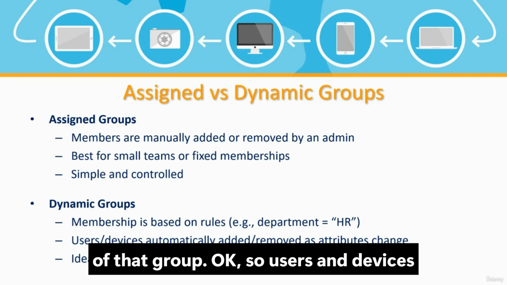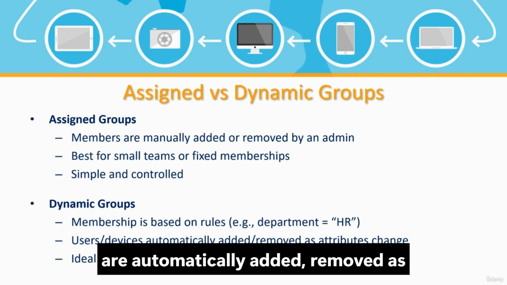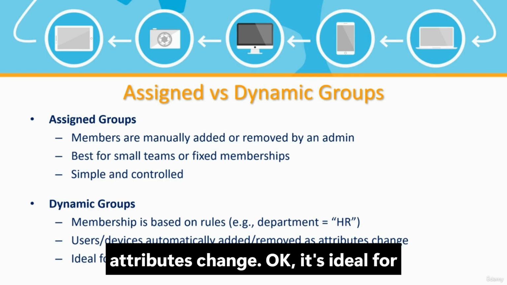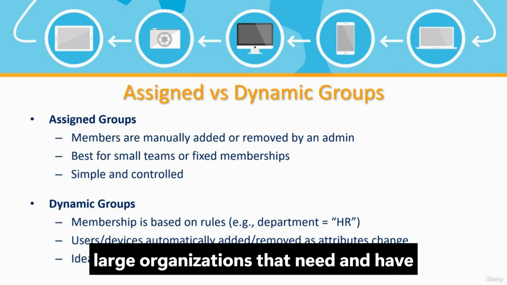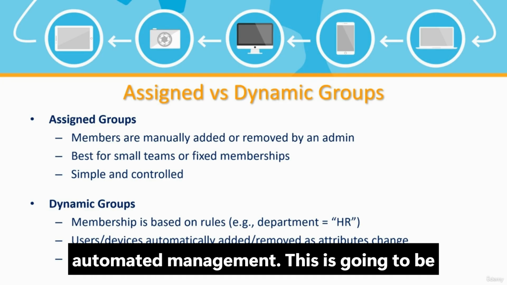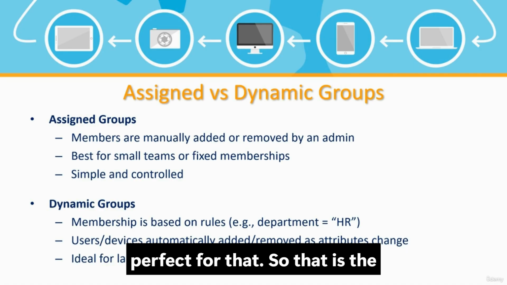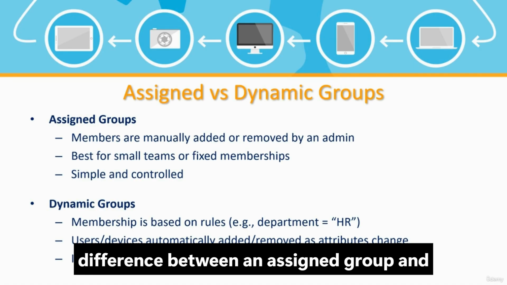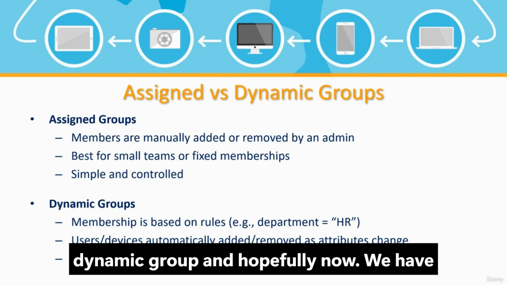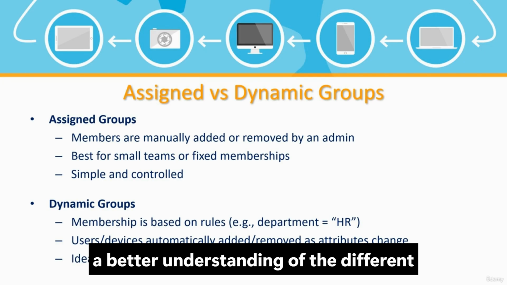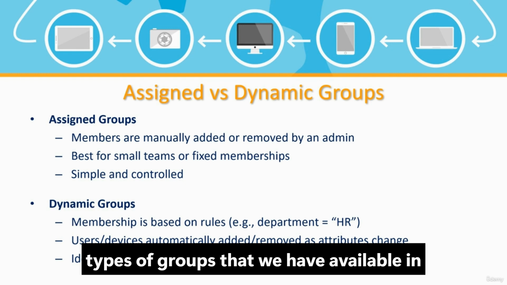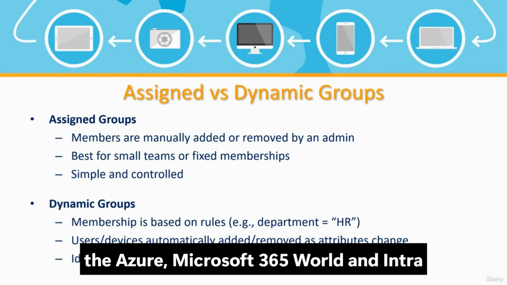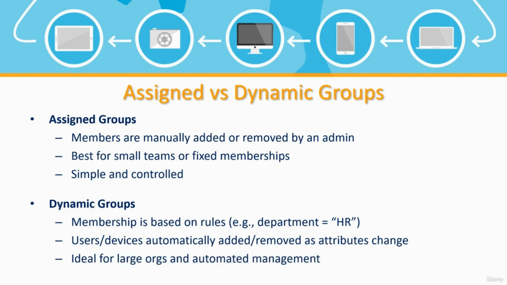So users and devices are automatically added and removed as attributes change. It's ideal for large organizations that need and have automated management. This is going to be perfect for that. So that is the difference between an assigned group and a dynamic group. And hopefully now you have a better understanding of the different types of groups that we have available in the Azure Microsoft 365 world and Entra ID.